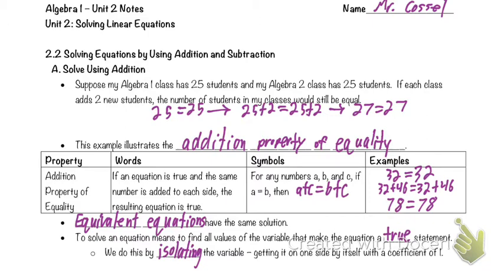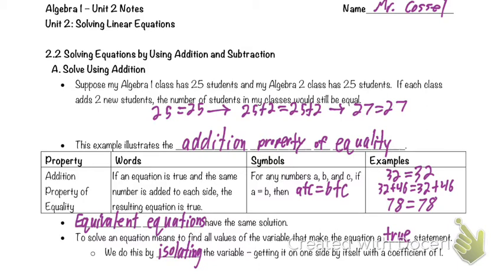What does isolate mean? Take away from everything else. I like that. You're getting it by itself, whatever it is.